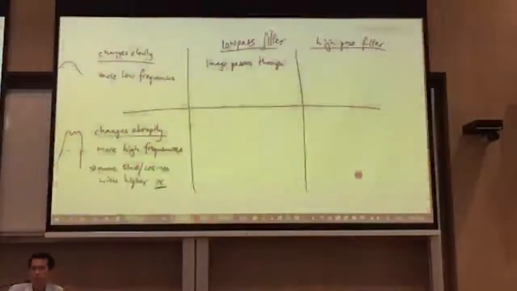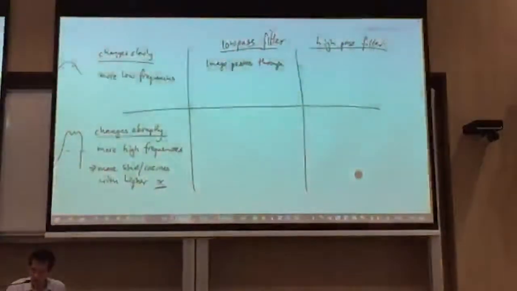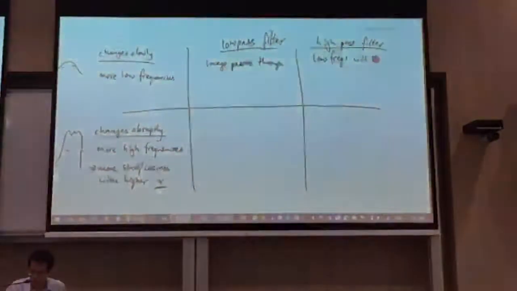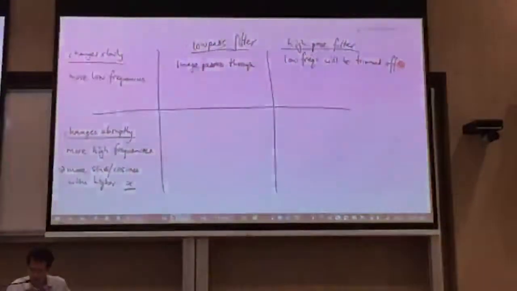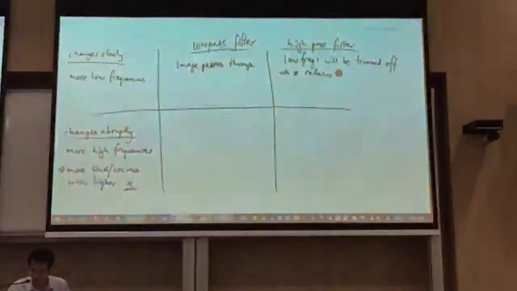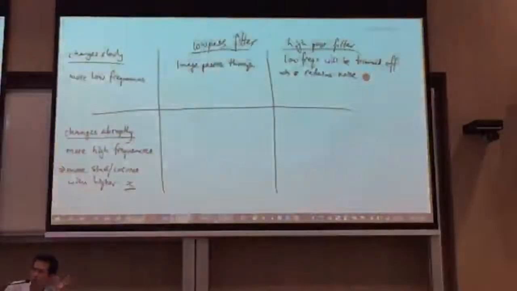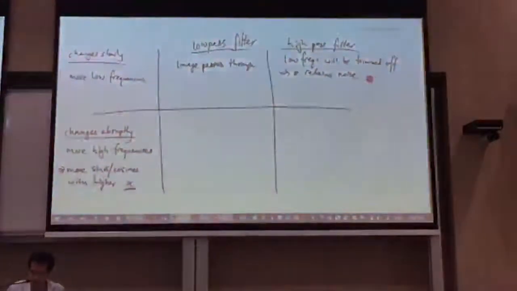If you have low frequency content and you apply a high pass filter, that means all the low frequencies will be filtered out. What that means is that low frequencies will be trimmed, removed, trimmed off. And what it means is that it actually retains noise if there is some noise present in the low frequency. So it could be a mixture of low and high. In our case, if it's purely low frequency, there will be no noise.